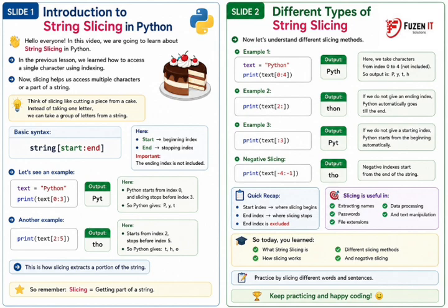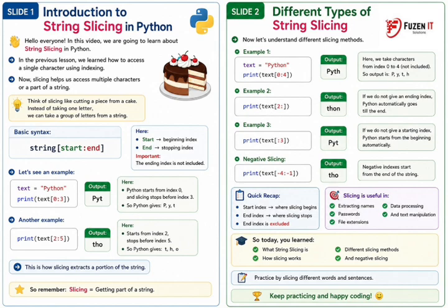Now let's understand different slicing methods by seeing some examples. Example 1, text equals to Python. As I explained in the previous slide, same example with different numbers, like index 0 to 4. The output will become pyth. So print text from index 2 till end. This is the second example you can see in slide 2.